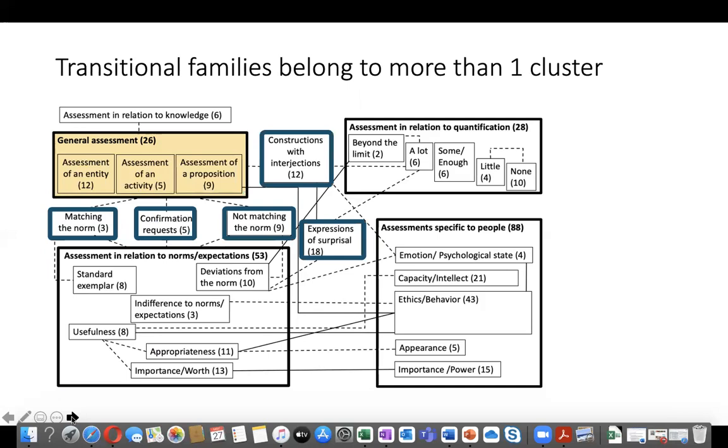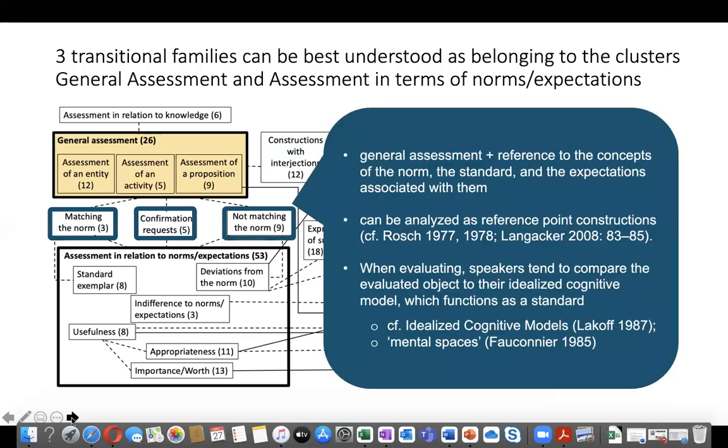Apart from families that belong to a single cluster, several families belong to more than one cluster at the same time. We call them transitional and represent by boxes placed outside the clusters. These families are connected by lines to those clusters where they belong. Let us take a close look at 3 families that can be best understood as belonging to both general assessment cluster and assessment in relation to norms and expectations. These constructions express general assessment, but also refer to the concepts of the norm, the standard, and the expectations associated with them. In this sense, they can be analyzed as reference point constructions, and when evaluating, speakers tend to compare the evaluated object to the idealized cognitive model, which functions as a standard.